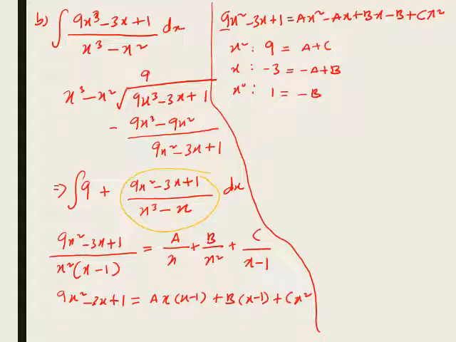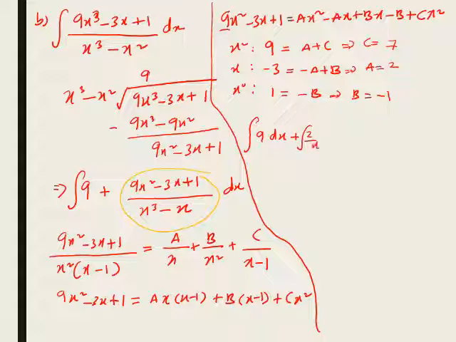Negative B. So we straight away obtain B is equal to negative 1, and then we substitute here. So A is equal to negative 1 plus 3, which will be 2. And C is equal to 7. So that's it.